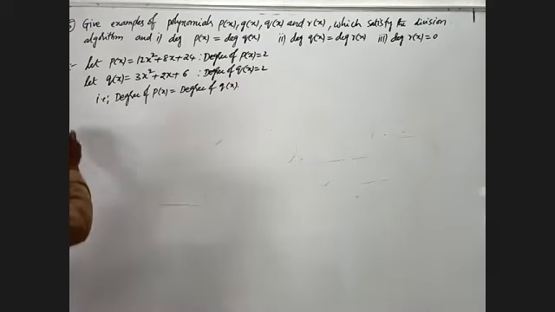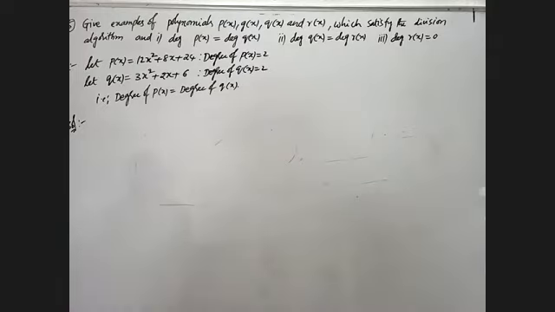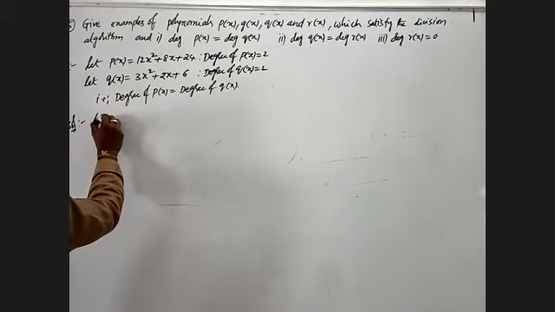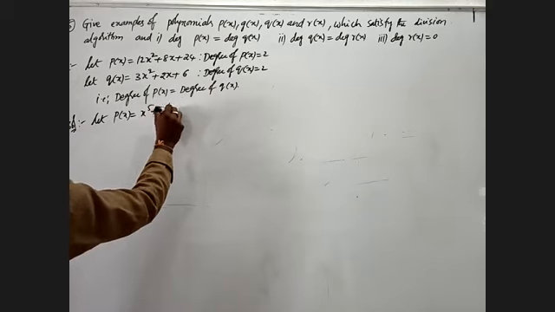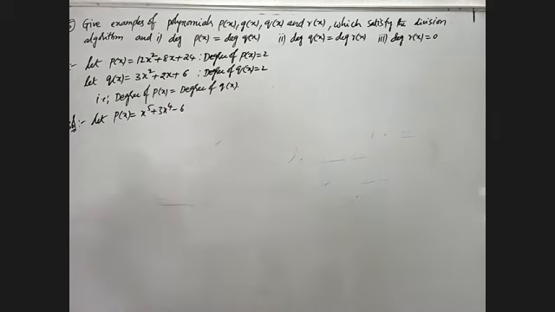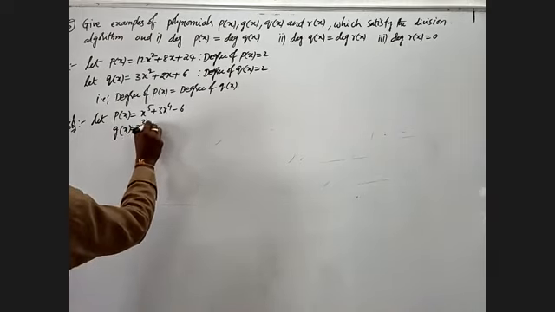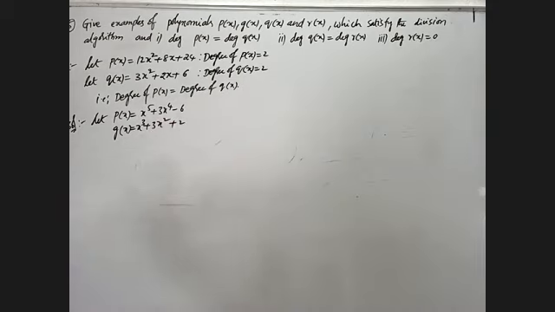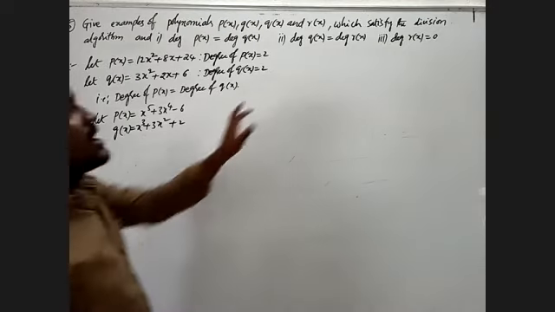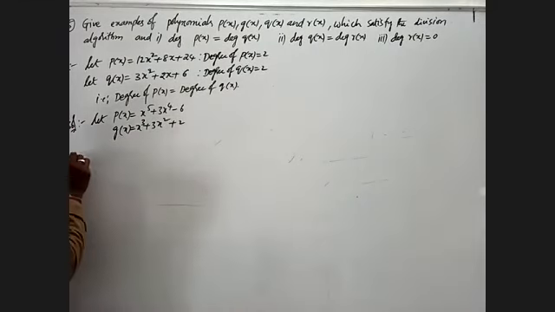Now I am going to the second one. Here we will prove degree of q(x) is equal to degree of r(x). I will take p(x) is equal to x power 5 plus 3x power 4 minus 6. After that we will take g(x) is equal to x cube plus 3x square plus 2. Here both polynomials will satisfy degree of q(x) is equal to degree of r(x). Again, here by using the division algorithm, what do I have to write?